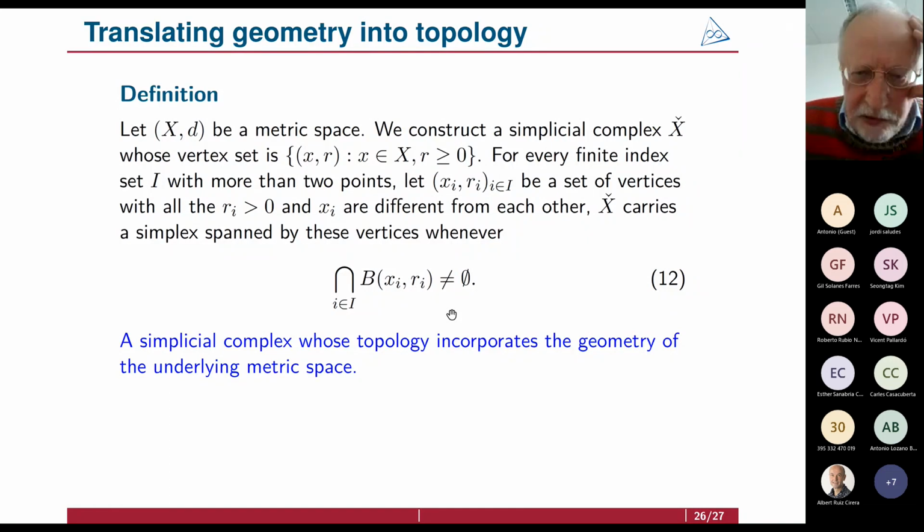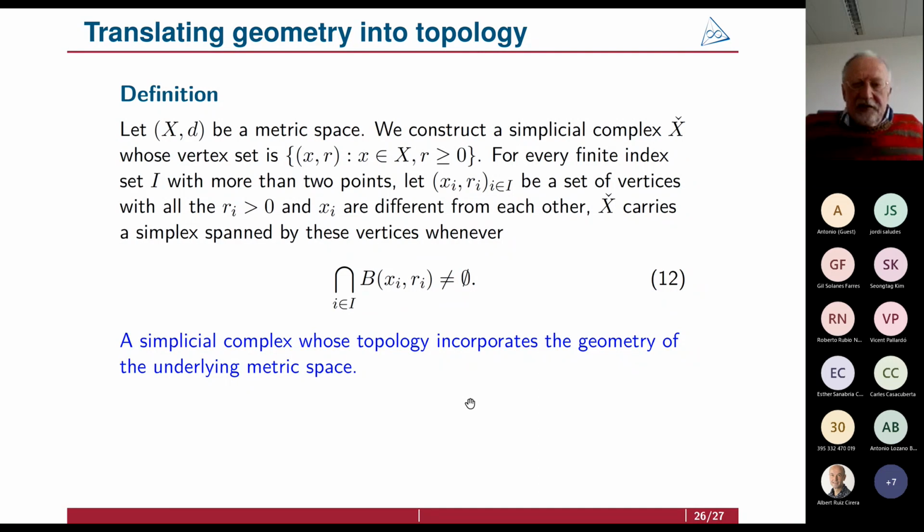So this now is a simplicial complex whose topology incorporates the geometry of the underlying metric space. The important point of geometry of metric spaces, of course, is that the geometry is not really just captured by looking at pairwise distances. It is captured by looking at relations of distances between more than 2 points, and to the extent that the triangle inequalities fail to be equalities. And that is captured here.